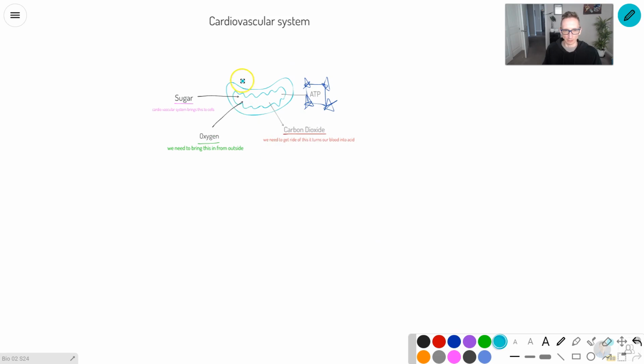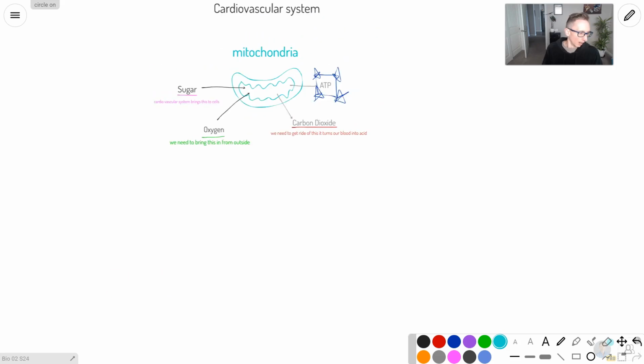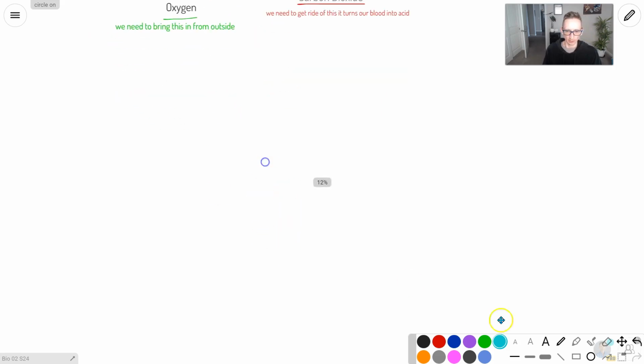If you didn't realize it, this thing here is the mitochondria. Yes, it kind of looks like a little clown face. All right, mitochondria. That's what all this is about. All right, let's break up our cardiovascular system into two little systems here. Give you a little overview.